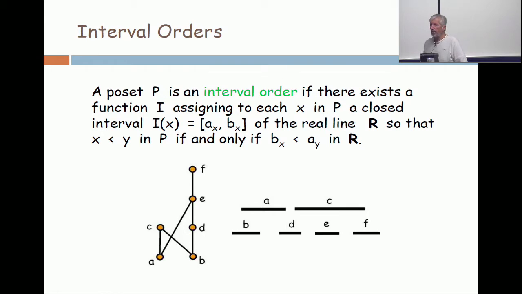Comparable jobs can be run on the same processor. Incomparable jobs cannot. Comparable jobs can use the same memory from a linear array. Incomparable jobs require disjoint memory because those jobs are going to exist at the same moment in time. So interval orders come up all the time.